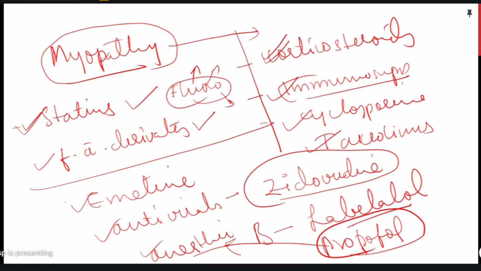And always remember, a combination of these drugs, statins and corticosteroids, should not be given, because statin is already causing myopathy, and corticosteroid is already causing myopathy. When these two drugs are given in combination, myopathy will be increased. The same concept applies for all other drugs. Any two drugs which are causing myopathy should not be given in combination. You have to try to restrict those combinations. Okay, that is about myopathy and drugs which cause myopathy.